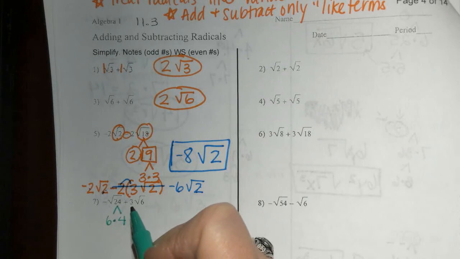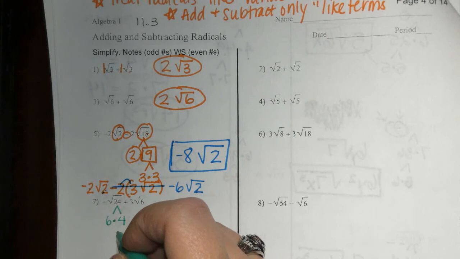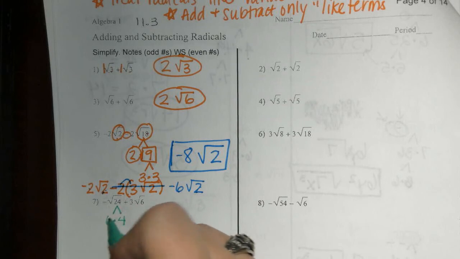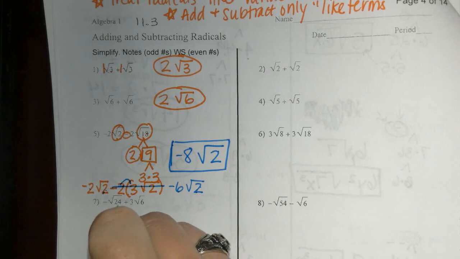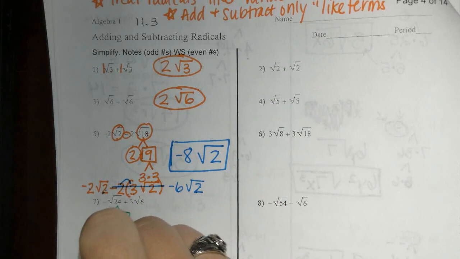6 and 4. 2 and 12. 12's not a perfect square. So then I would go to 3 and 8. 8's not a perfect square. But then I would go to 4 and 6. So 4 is a perfect square. Okay? It's 2 times 2.